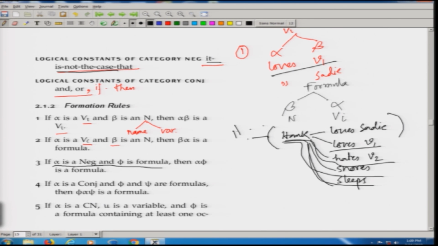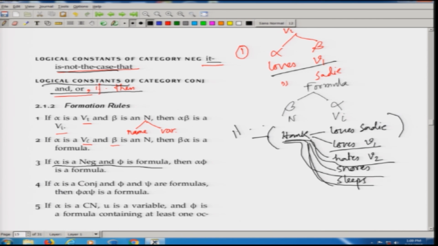So it will be basically it is not the case that Hank loves Sadie, which is a formula. Now for conjunctions it's the same. For conj there are conjuncts of three types here, and, or, if then, we add it, but yes it would be the same thing. If you find two formulas, then you can combine them through any logical constant: and, or, if then.